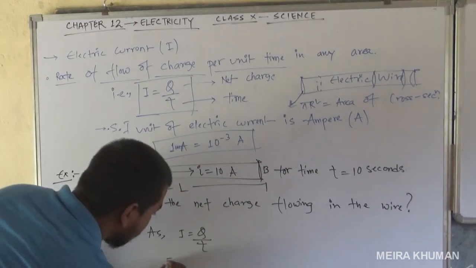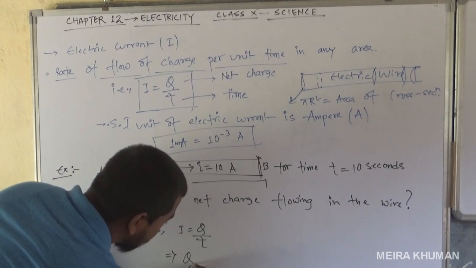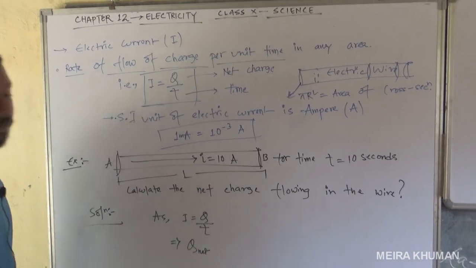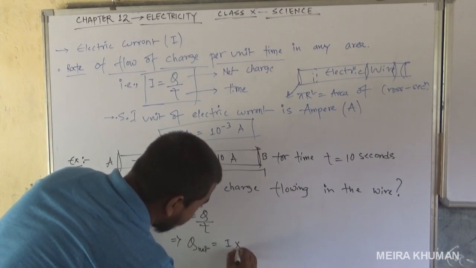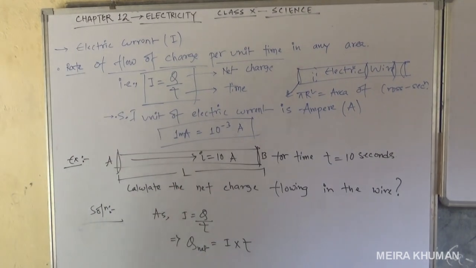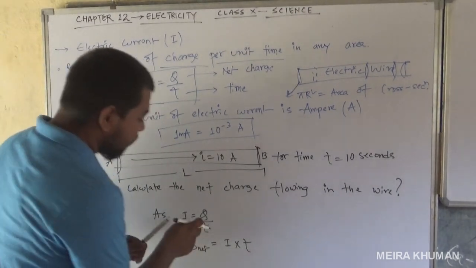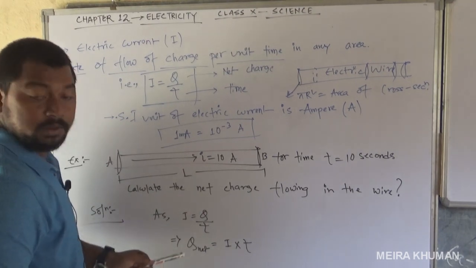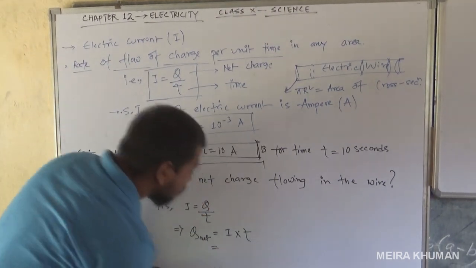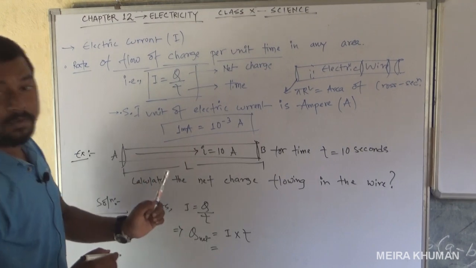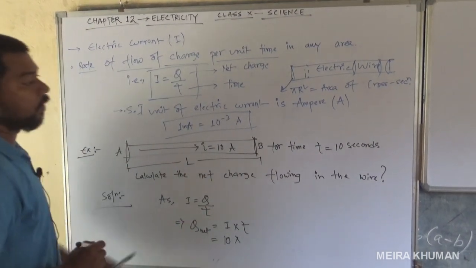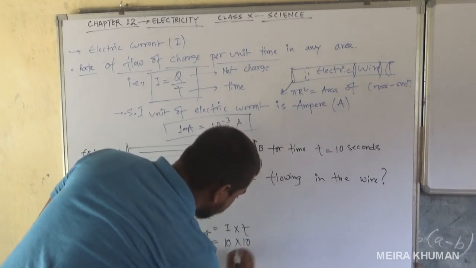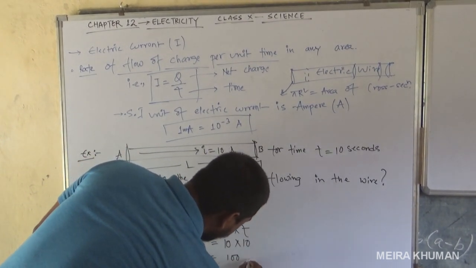Here this Q net is our net charge, which will be simply equal to I into T, right? Just simply cross multiplication of current into time is going to give us the net charge Q. Now the value of current I is given in the question only, that is equal to 10 ampere. The time for which it is flowing is 10 seconds, isn't it?